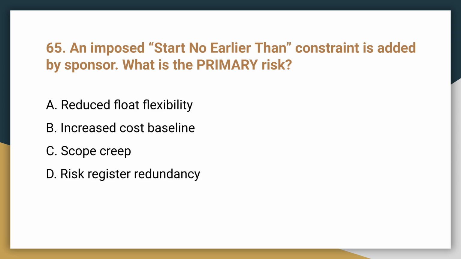Question 65. An imposed start no earlier than constraint is added by the sponsor. What is the primary risk? The answer is A. Reduced float flexibility. Hard constraints reduce schedule flexibility and may create artificial critical paths.